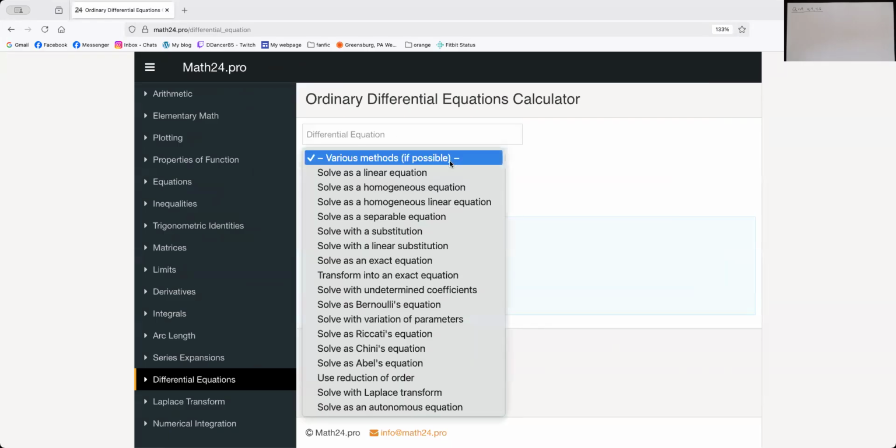So you'll notice it gives me options for methods. When I click on options of methods, it gives me variation of parameters and undetermined coefficients as options available once I type in the equation. Math24.pro. I don't know what it is. Chrome hates it. Or maybe the university hates it. I can't tell.